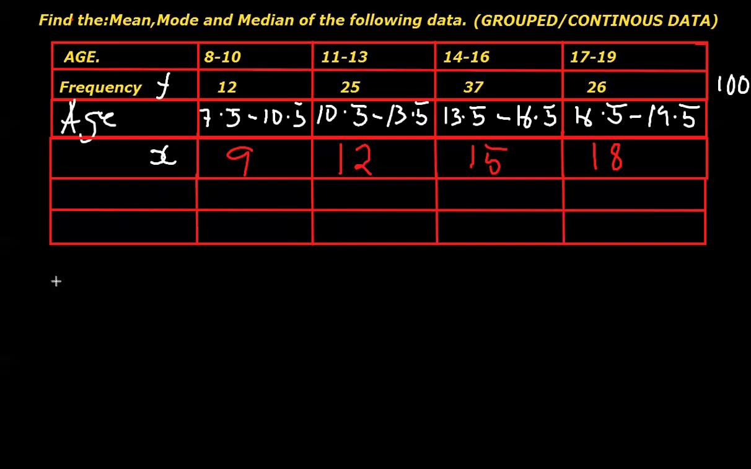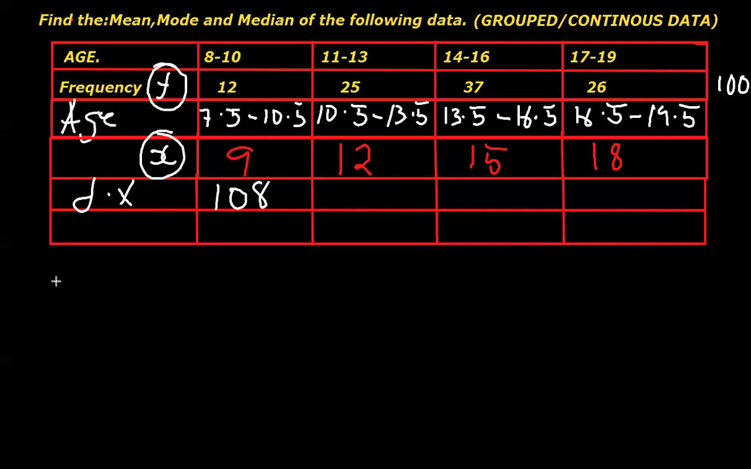So quickly, we get our f. We get our fx. So fx means we're taking the frequency and you multiply times x. So we're taking into account this, the frequency times x. So what is 12 times 9? That from our tables gives us 108.